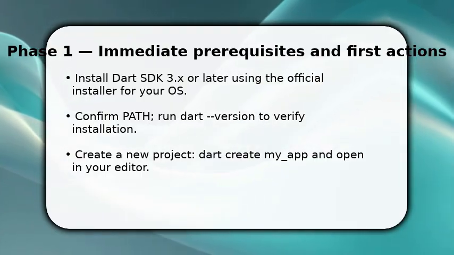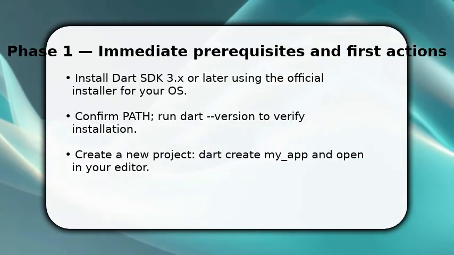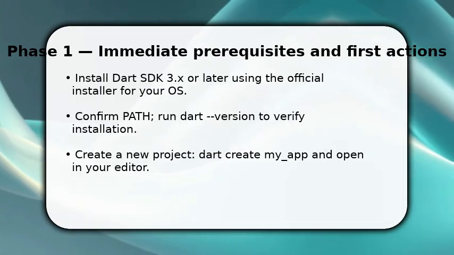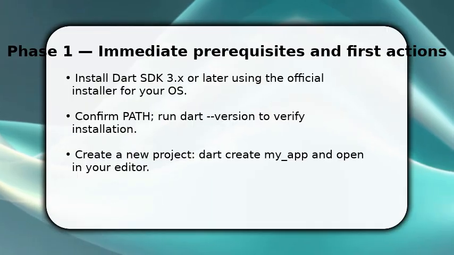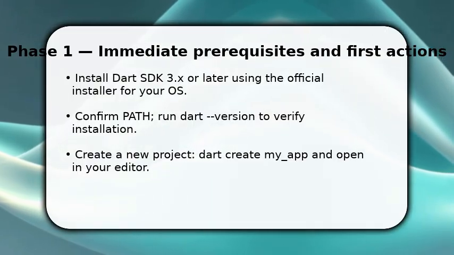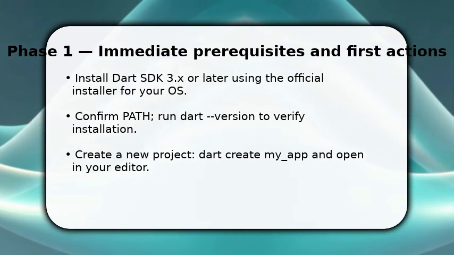Next, create a project with dart create my_app to generate folders and a basic main.dart file. Open the project in your editor and inspect pubspec.yaml to understand dependencies. This immediate setup lets you compile, run, and iterate quickly without wasting time on optional extras.